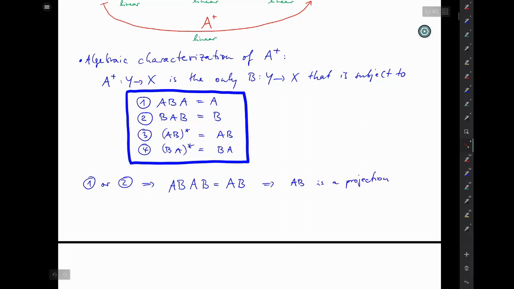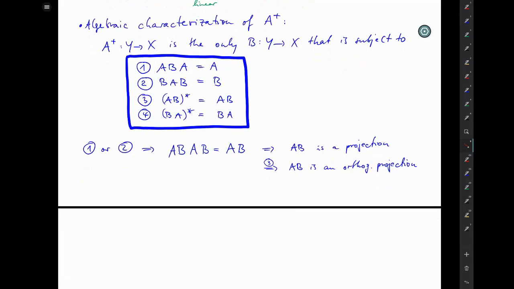Okay, but now 8 weeks later, we immediately recognize this as saying that the product AB is a projection. AB squared is AB. And because it's self-adjoint by condition 3, it is an orthogonal projection. So B is starting in Y, A is ending in Y, so this must be an operator from Y to Y. What is its image? So where is it projecting onto orthogonally? So let's try and find out the image of AB.